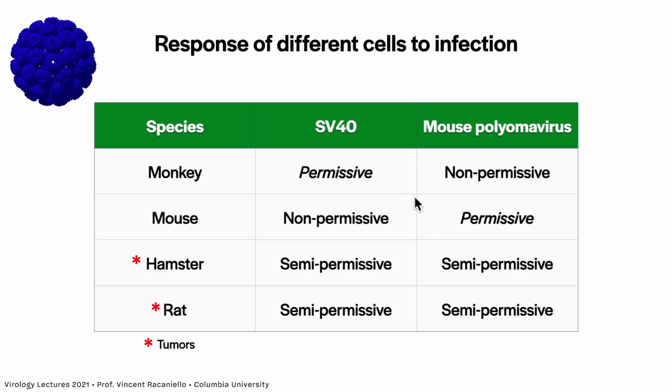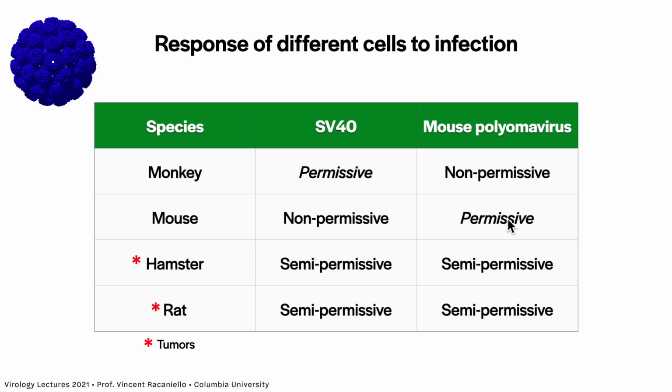So here's a summary of all this. We have the species here, monkey, mouse, hamster, and rat, and then infecting with either SV40 or mouse polyomavirus. Monkey cells are permissive to SV40. They're killed by infection, so no tumor formation there. The cells are non-permissive to mouse polyomavirus. The virus does not reproduce its DNA. That's what permissive means, that you get to DNA replication. Then the mouse cells are non-permissive to SV40. They're permissive to mouse polyoma, so it just kills them.